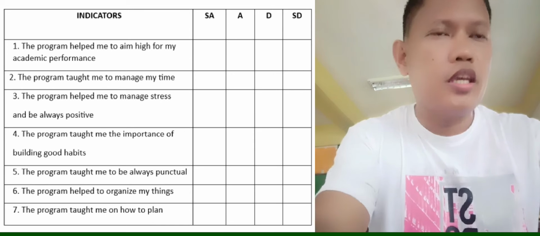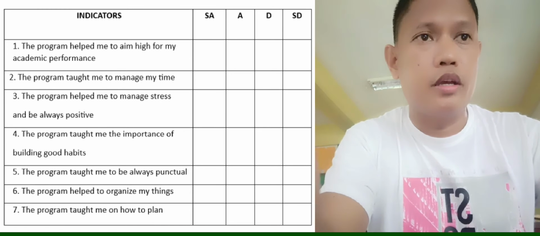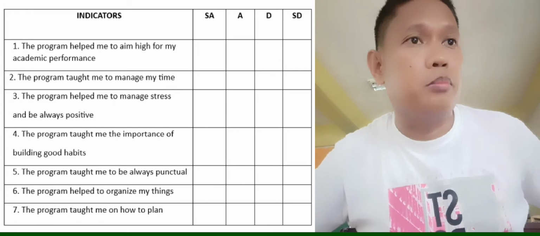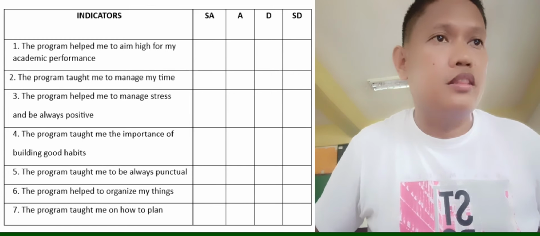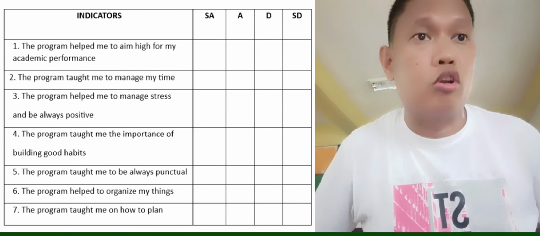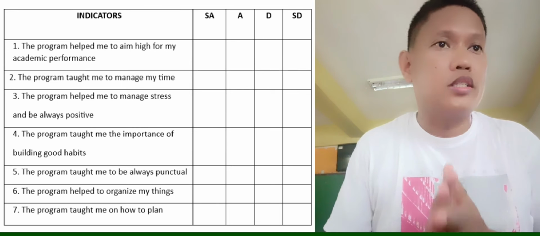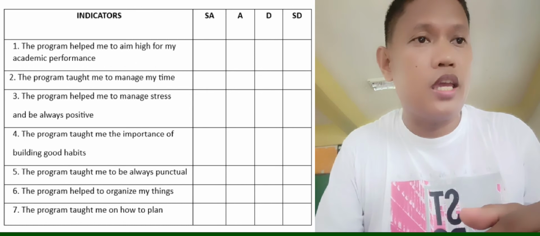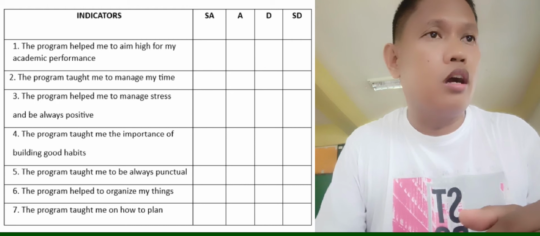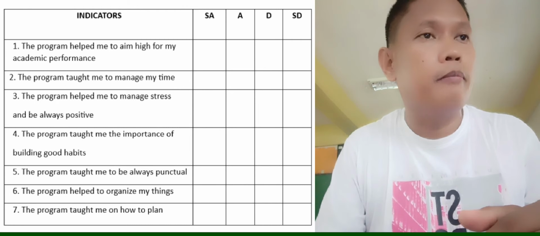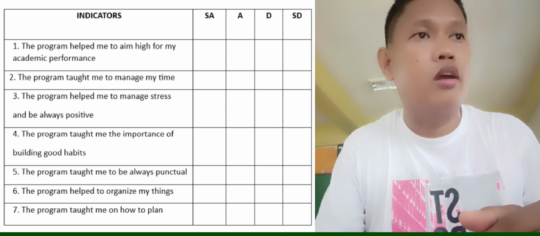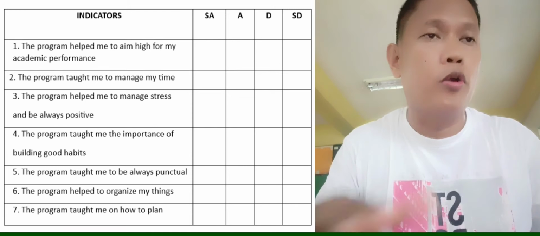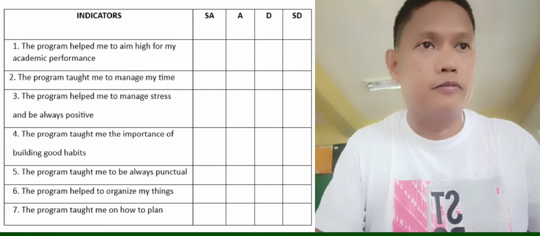Okay, so as you can see, here are the indicators where we're gonna write analysis and interpretation. As you can see there is SA, which means strongly agree, A is agree, D is disagree, and SD is strongly disagree. First, we have to assign a particular number for each interpretation. For SA, strongly agree, that's 4. A, agree, is 3, D, disagree, is 2, and strongly disagree is 1. And with those numbers, we can write the range per interpretation. Okay?